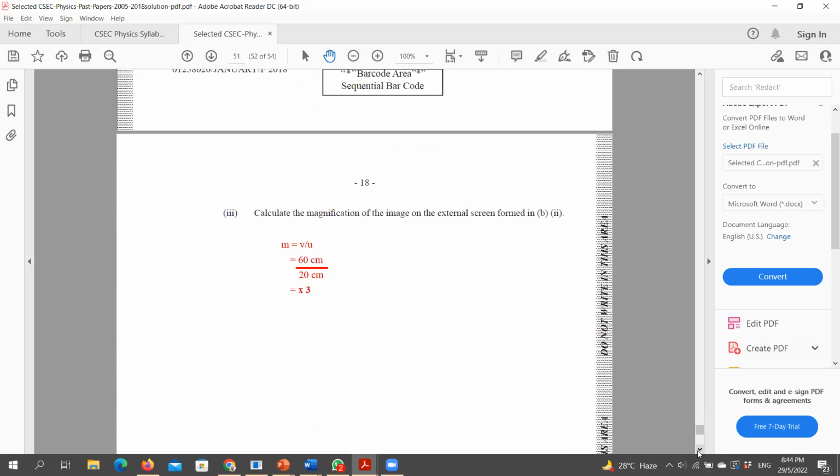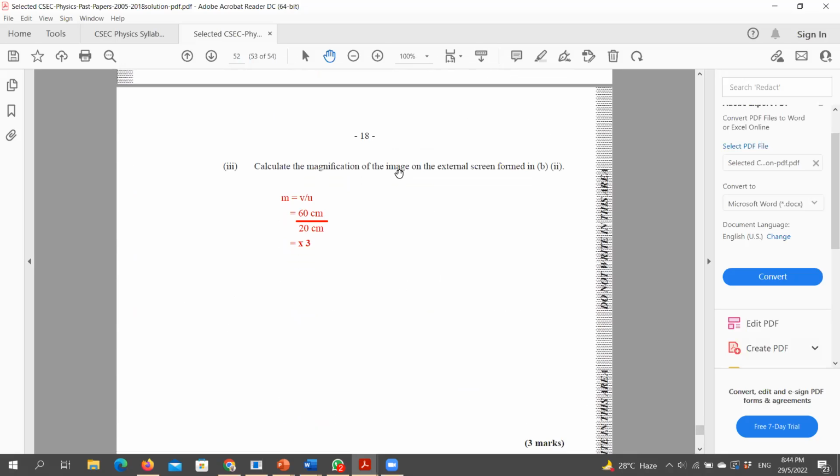To get a clear image. And the magnification: this phone was placed at 20, the phone is the object. The object distance is 20 centimeters. And the image distance is 60. So image distance over object distance is just magnification of times 3.